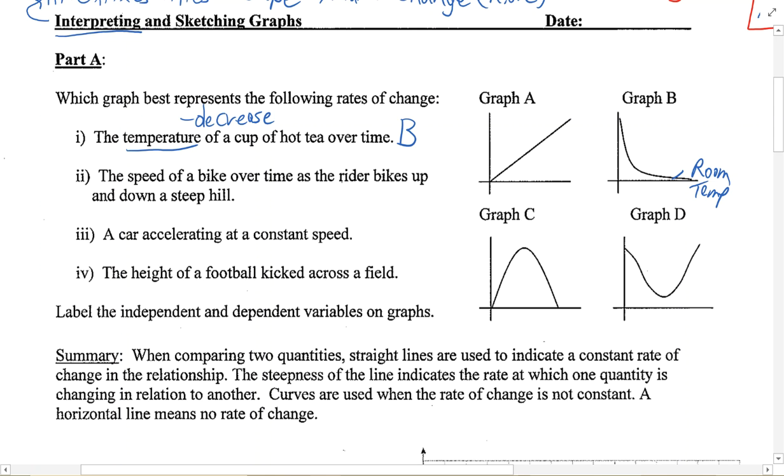Next, speed of a bike over time: the rider bikes up and down a steep hill. So as you bike up, what would happen to your speed? Well, your speed would slow or decrease. And then when you bike down a hill, what happens? Well, you start off slowly, but then your speed will increase.